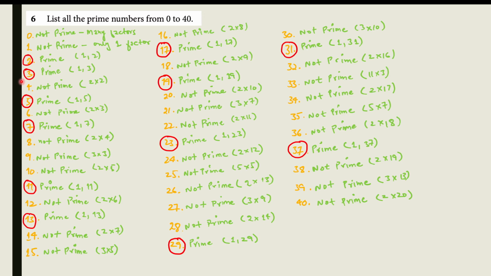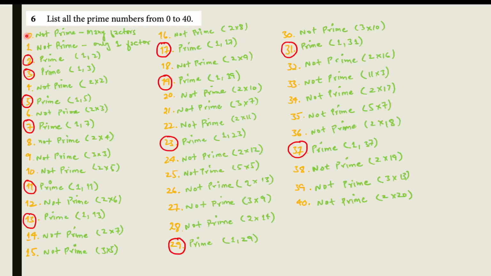What I have done is that I have mentioned all the numbers from 0 to 40, and in front of every number I have mentioned if it's prime or not prime, and if it's prime, what's the reason, and if it's not prime, what is the reason. Taking a start, we define prime numbers as those numbers having only two factors, and those two factors are 1 and the number itself.